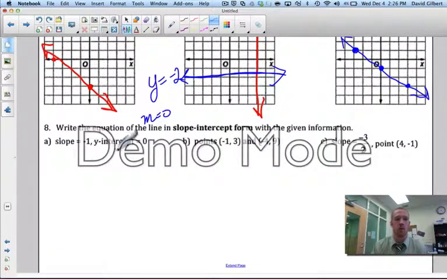All right, write the equation of the line in slope-intercept form. So if they give you the slope and intercept, well, that should be like the easiest thing in the universe. You're just going to do y equals negative 1x plus 0. And if you want to make it look like you know what you're doing, y equals negative x.